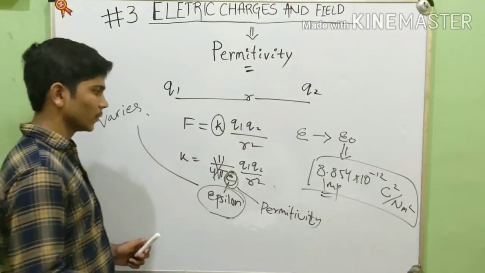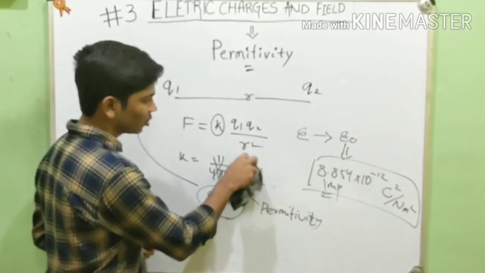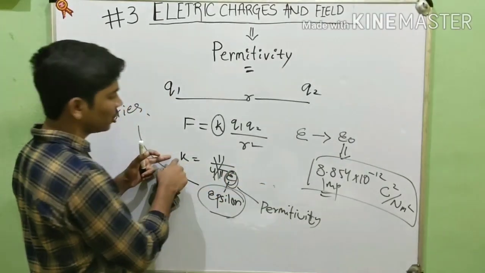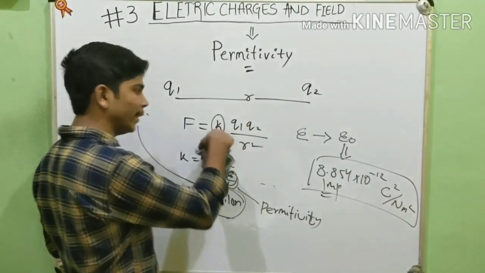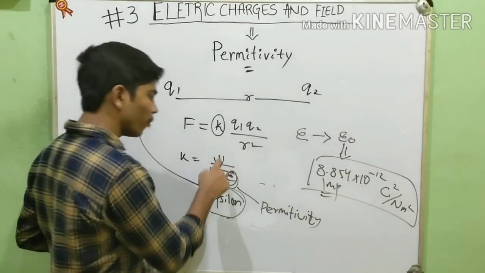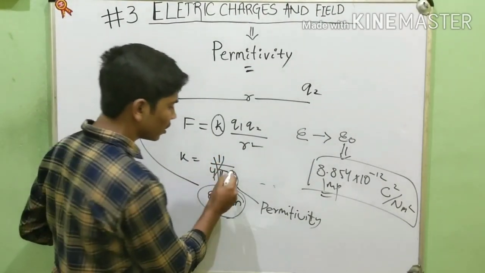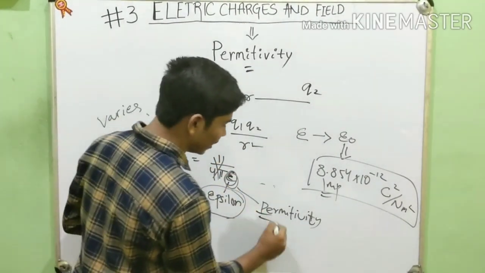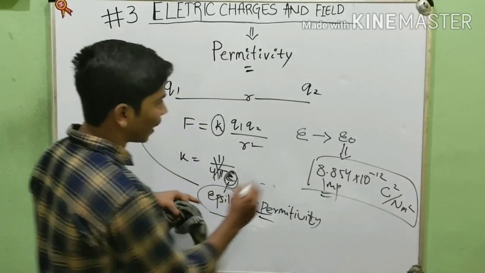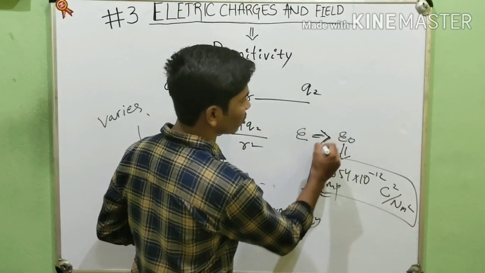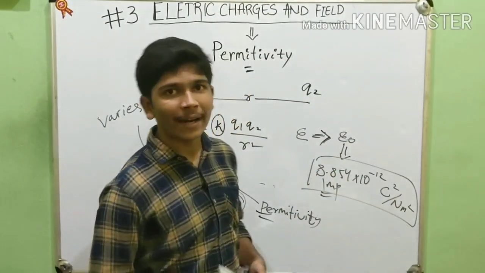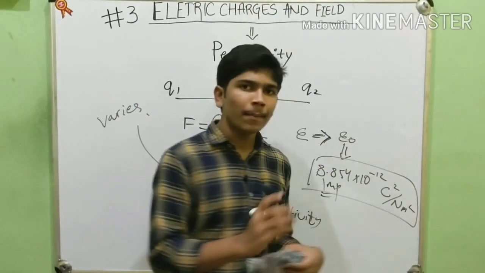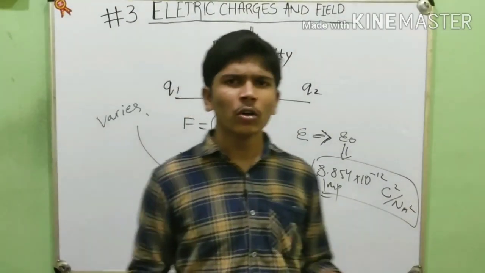Sorry, there is one mistake. This is the value of K, not the force. If force comes, then it is Q1 Q2 by R square into K. This K is 1 by 4 pi epsilon. Epsilon means permittivity, which is our topic. And this value in air, we generally consider as epsilon naught, which is equal to 8.854 into 10 to the power minus 12 Coulomb square per Newton meter square. This is the important value. Remember this.